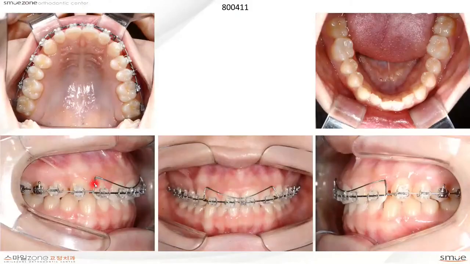So this is the mini tube, 4 millimeter mini tube. I squeeze it, and this is the nitinol wire, and then I'm trying to level the posterior, and at the same time I'm trying to intrude the anterior a little bit.